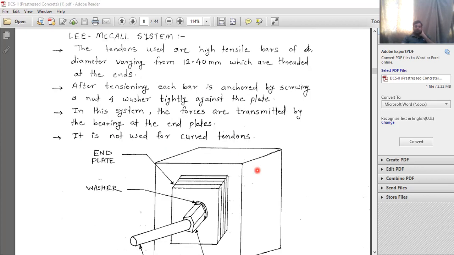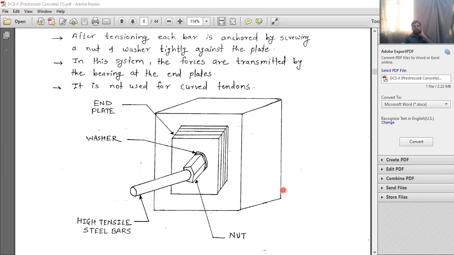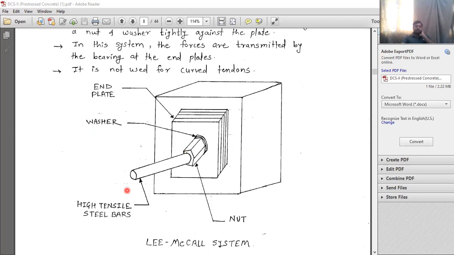After tensioning, each bar is anchored by screwing a nut and washer tightly against the plate. In this system, the forces are transmitted by the bearing at the end plates. So these are the bearing plates, used to transfer the forces. It is not used for curved tendons. It is used only for straight tendons.